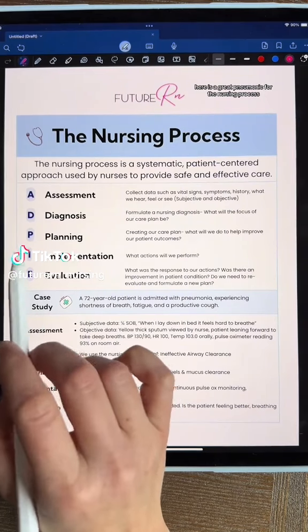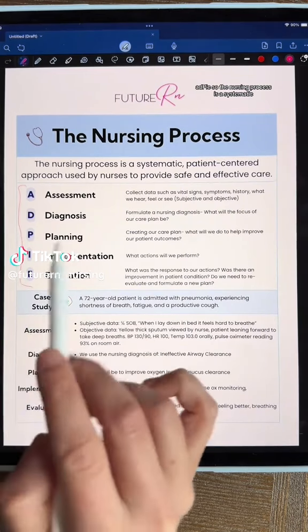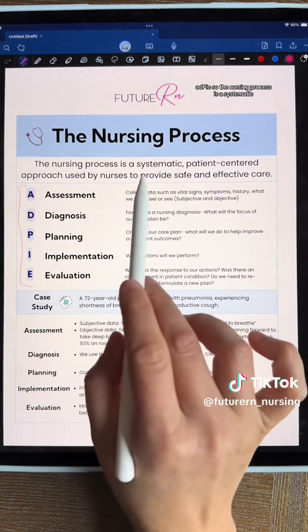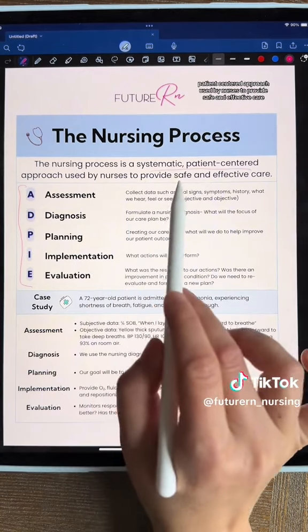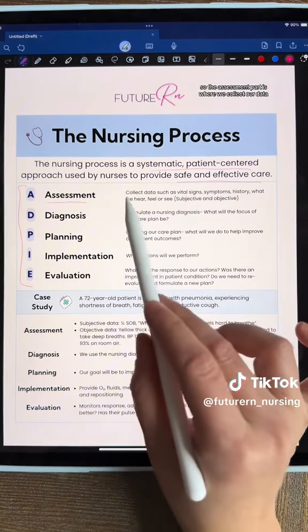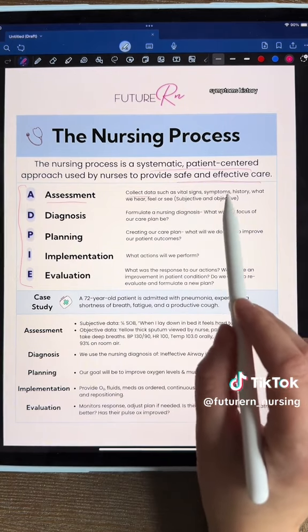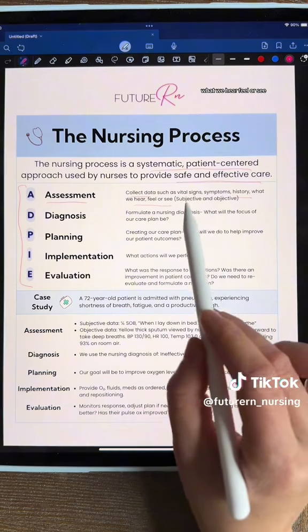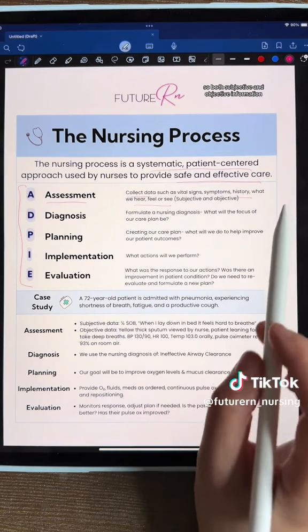ADPI is a great mnemonic for the nursing process. So the nursing process is a systematic patient-centered approach used by nurses to provide safe and effective care. The assessment part is where we collect our data. So we want to know vital signs, symptoms, history, what we hear, feel, or see. So both subjective and objective information.